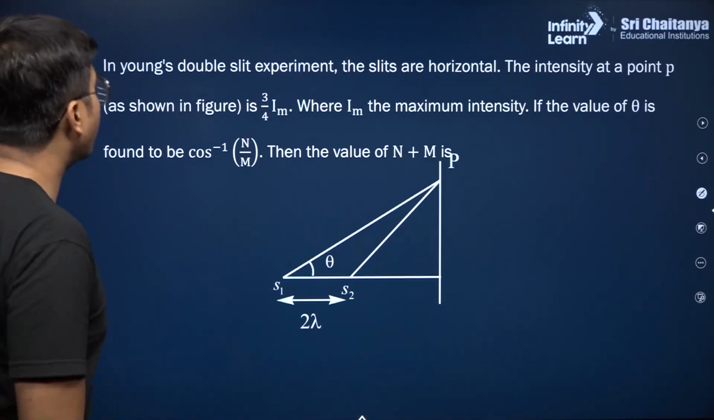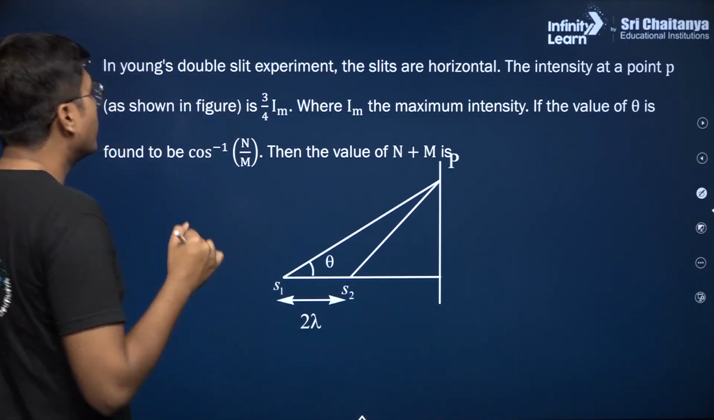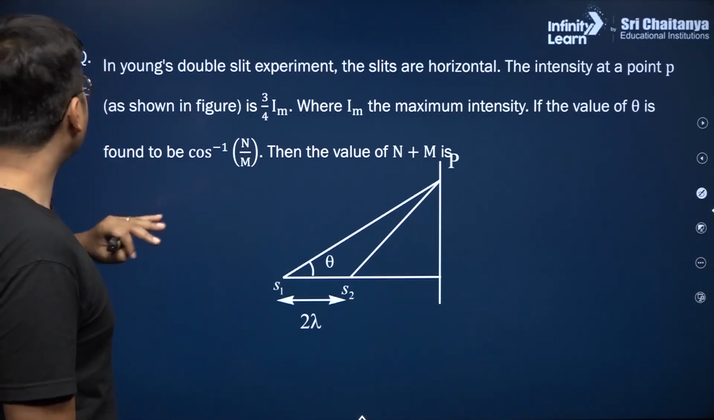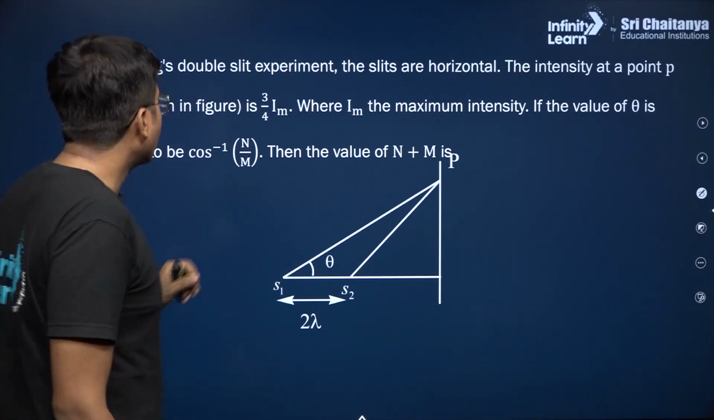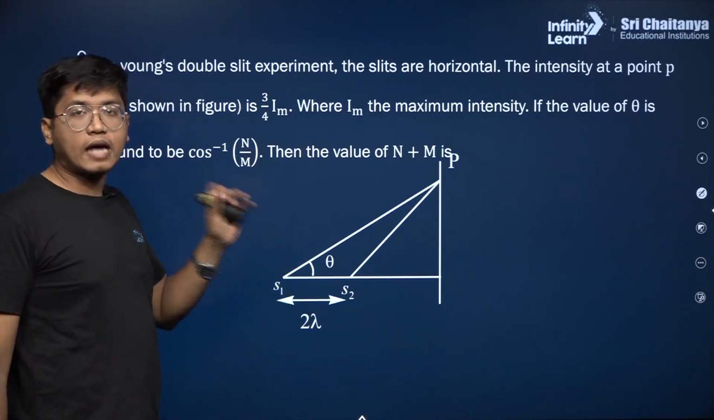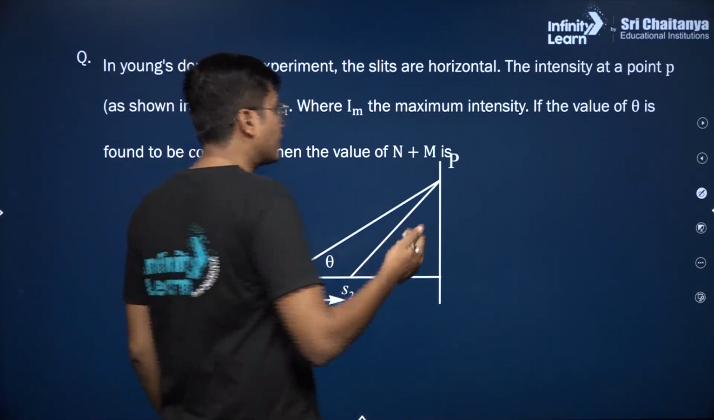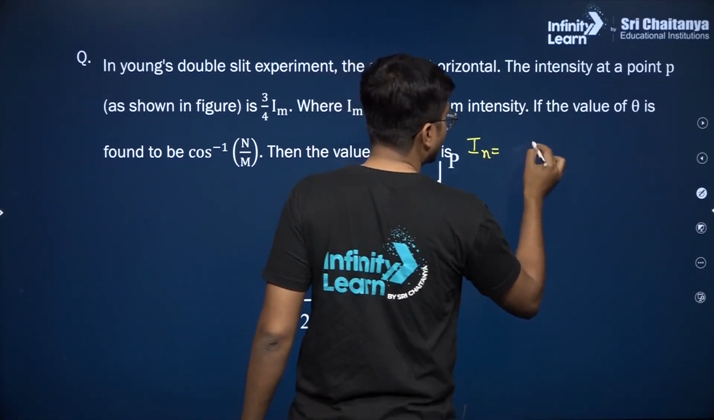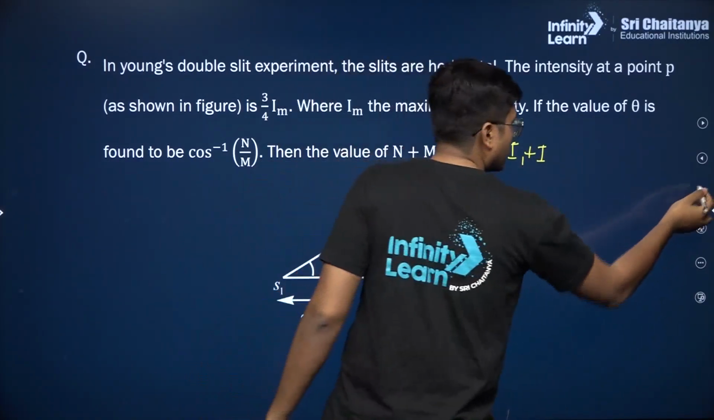Next, in Young's double slit experiment, slits are horizontal. The intensity at a point P is shown as 3 by 4 Im, where Im is the maximum intensity. If the value of theta is found to be cos inverse of n by m, then the value of n plus m is. Now we know what is the relation for intensity. If the intensity from each of the slits is I, with the same magnitude I from each of them, then the actual net intensity I net is equal to I1 plus I2, or it would be the same I for both of them. It's general.